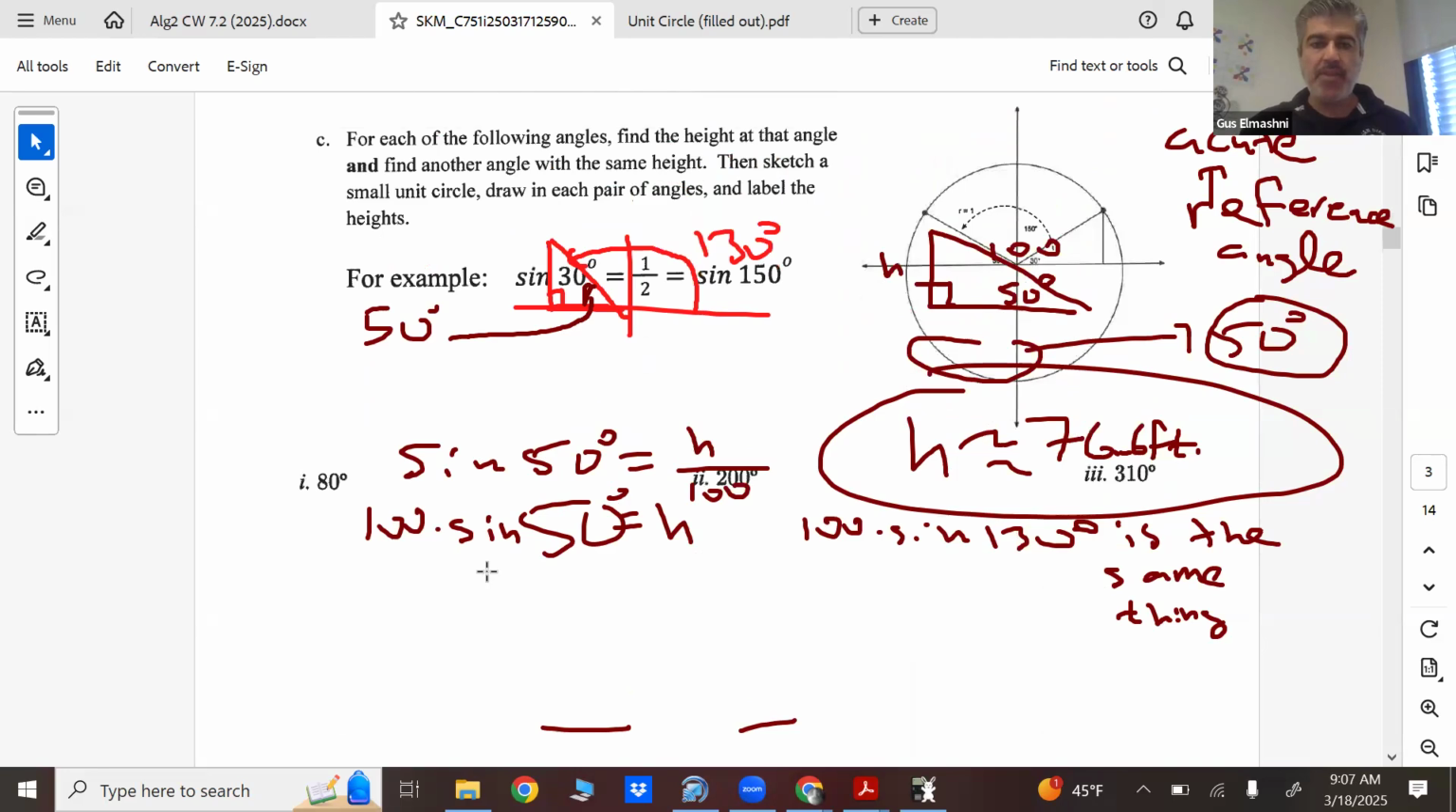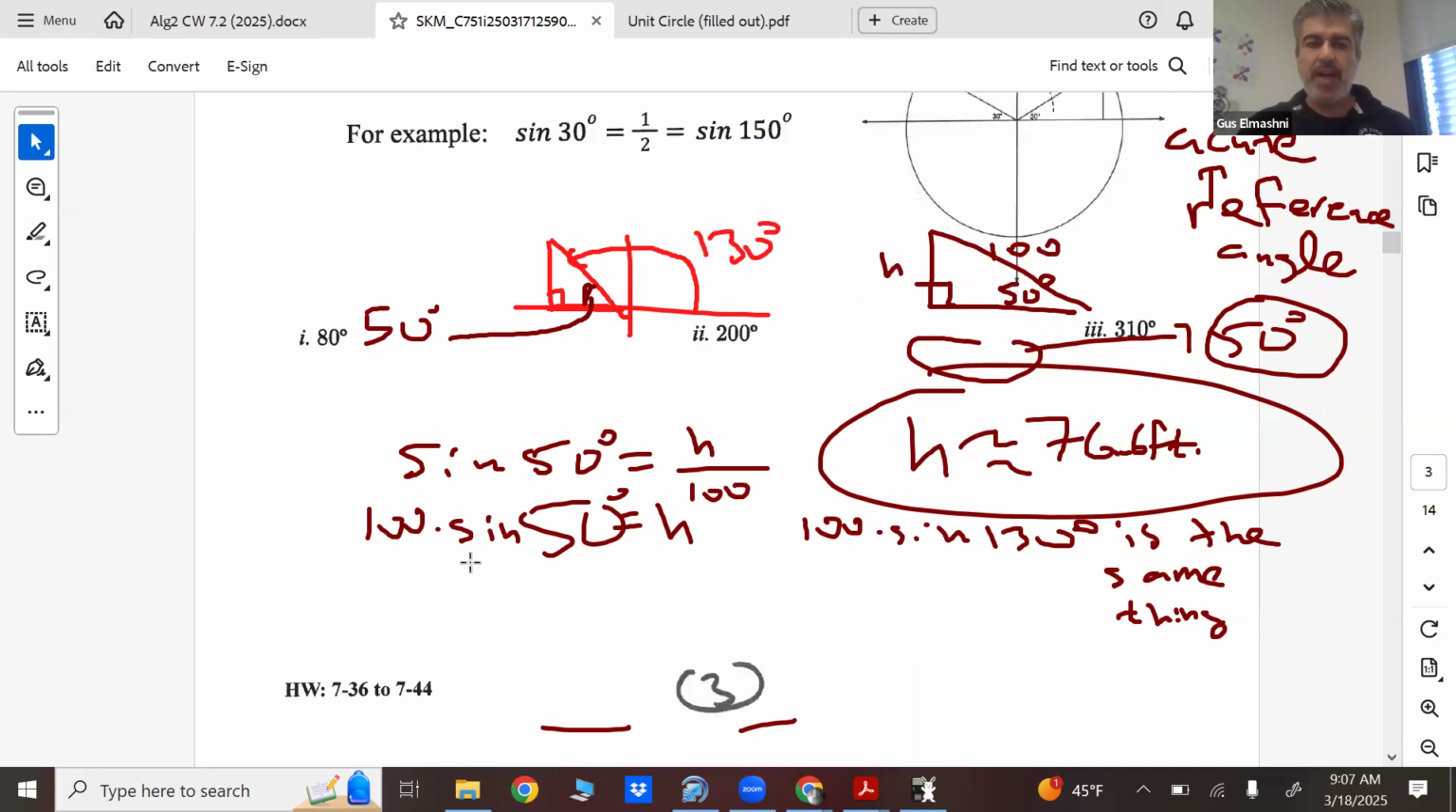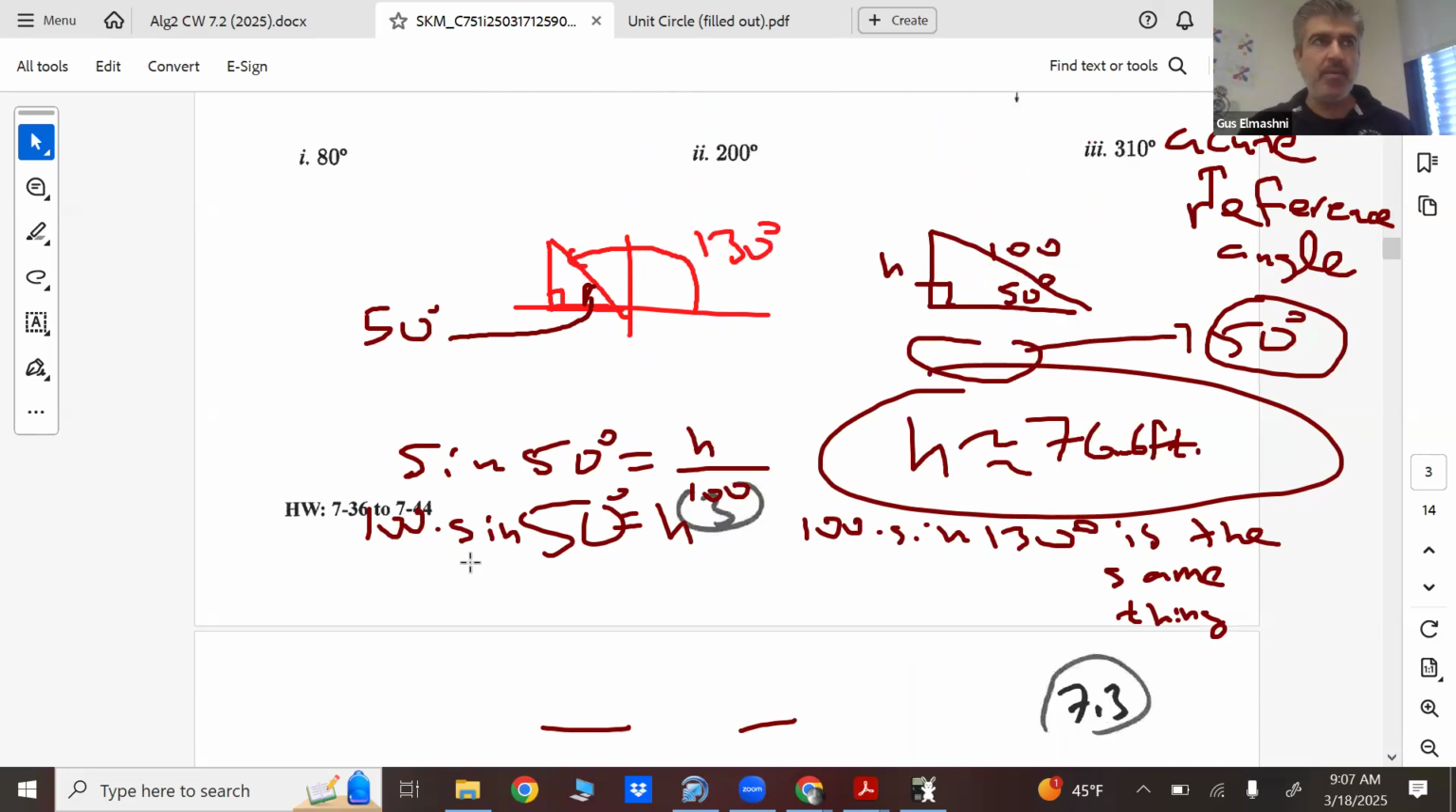So the last bit's asking us to find the heights and find another angle at the same height, sketch, whatever. So let's do that for these last three, and then you guys can work on homework.